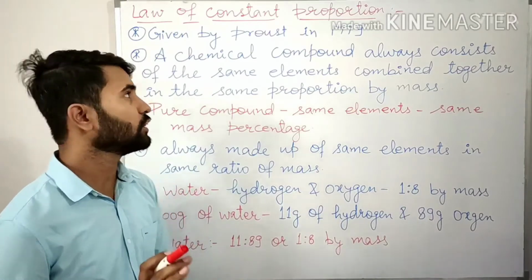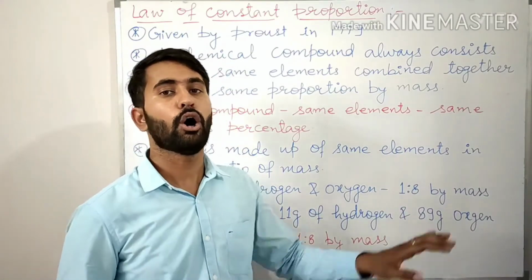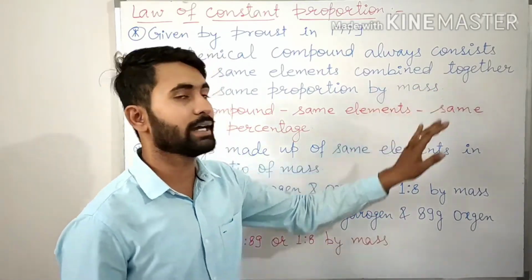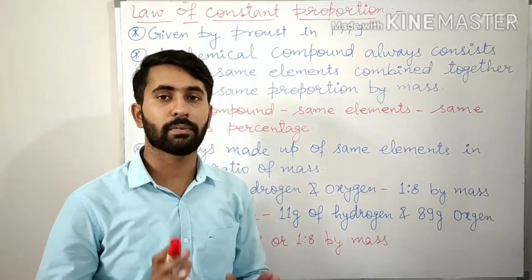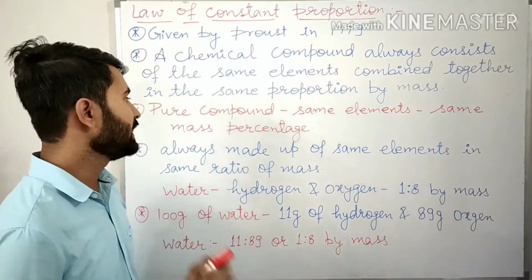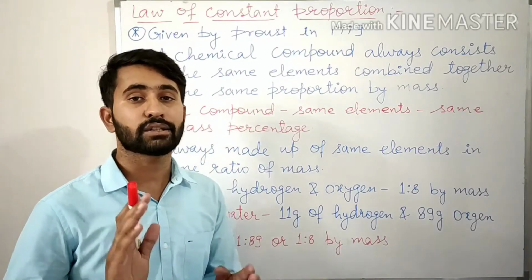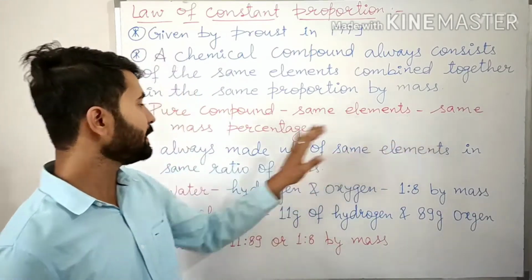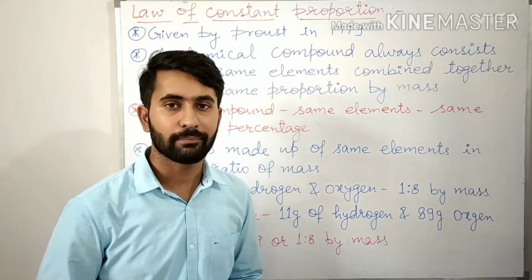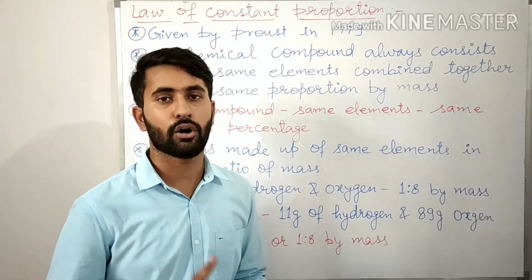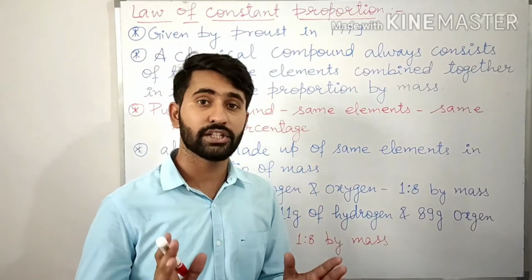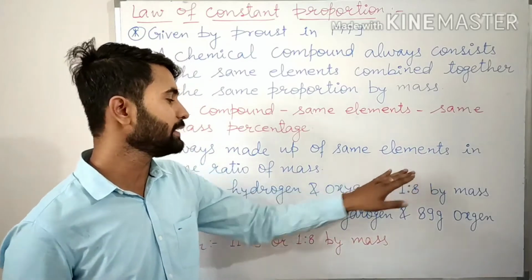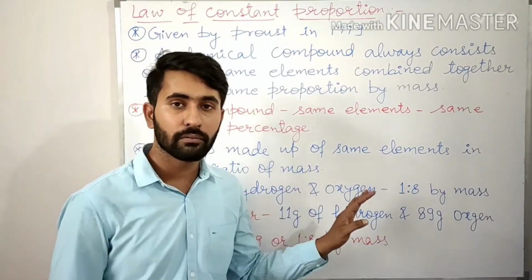According to this law, a chemical compound always consists of the same elements combined together in the same proportion by mass. It means that a pure compound is always made up of the same elements combined in the same mass percentage. Whatever be the source from which a compound is obtained or the method by which it is prepared, a compound is always made up of the same elements in the same ratio of mass.